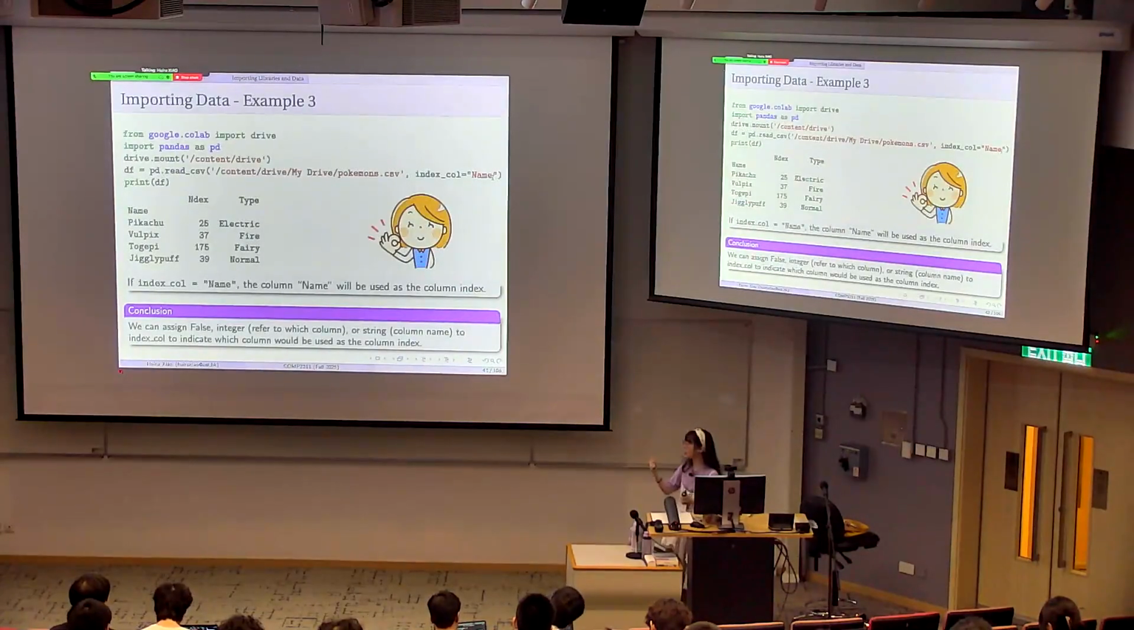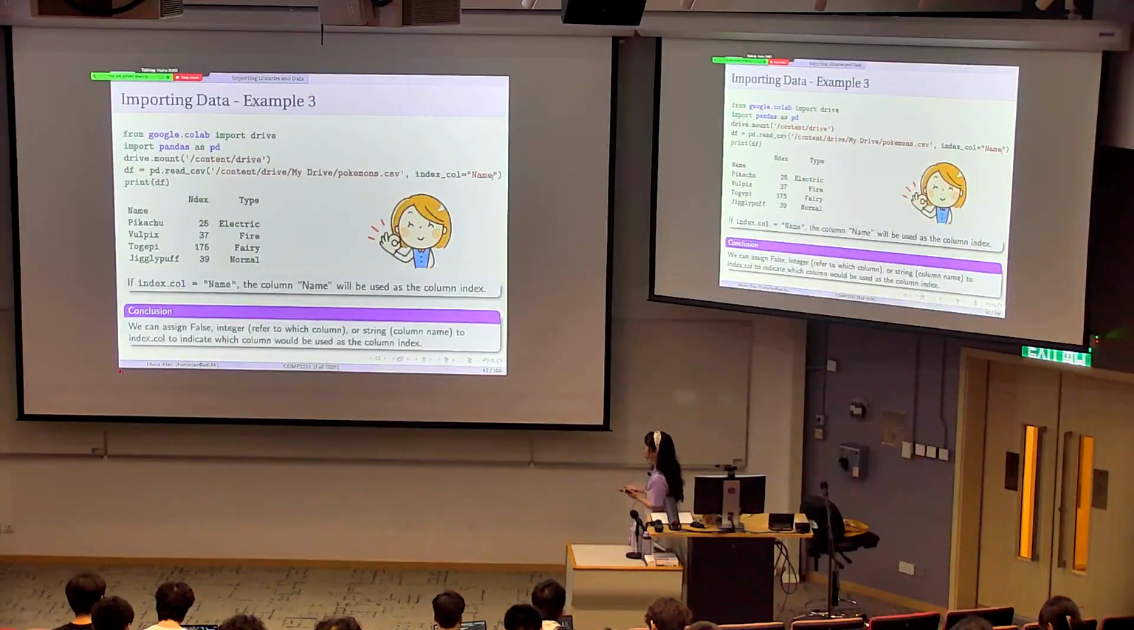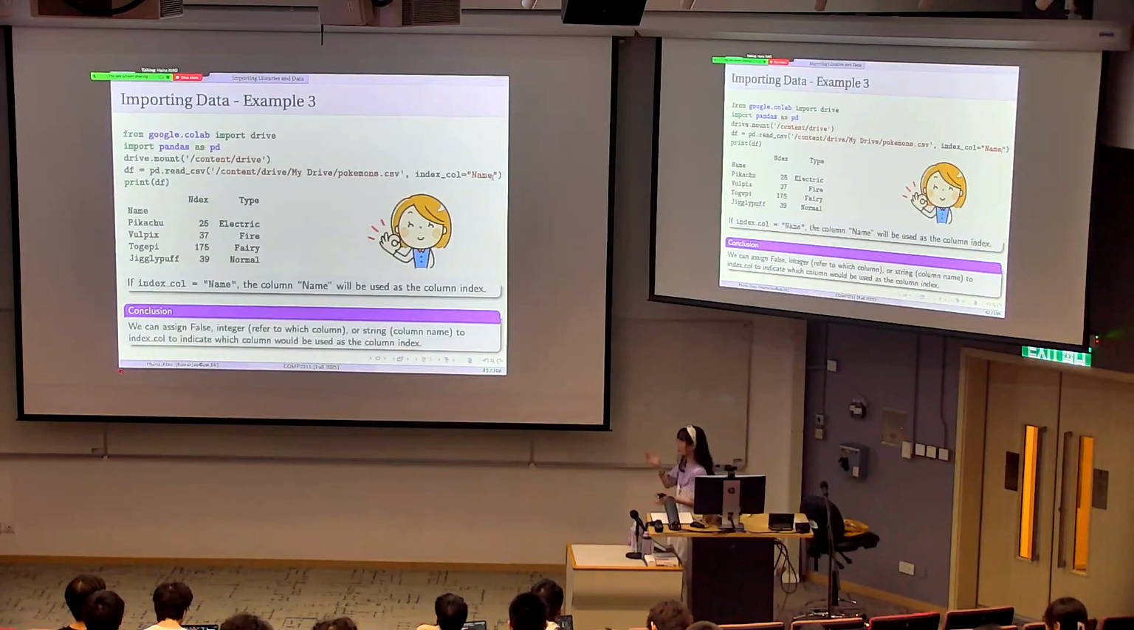So the conclusion is that we can assign false, an integer referring to which column, or some string, the column name, to index column to indicate which column would be used as a column index. And it cannot be true. If you let index column be true, it simply reads error, tells you that it's some illegal value for such argument.